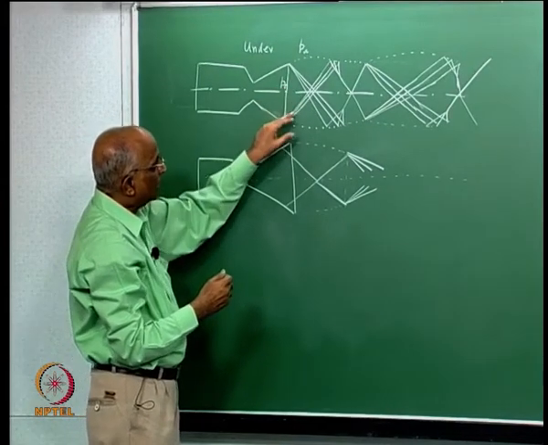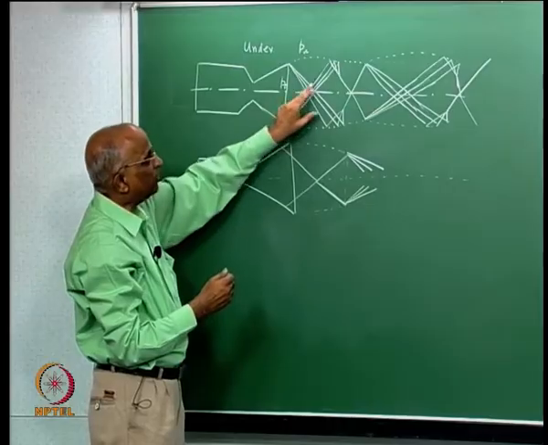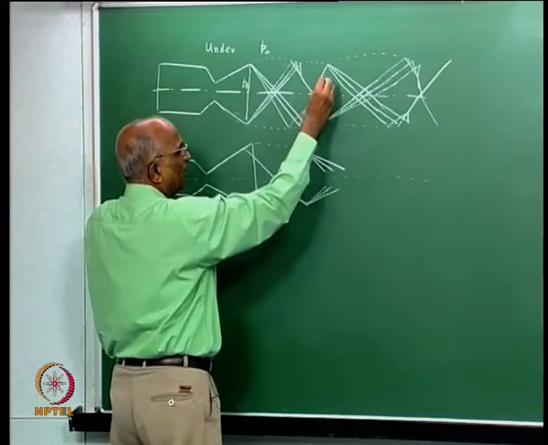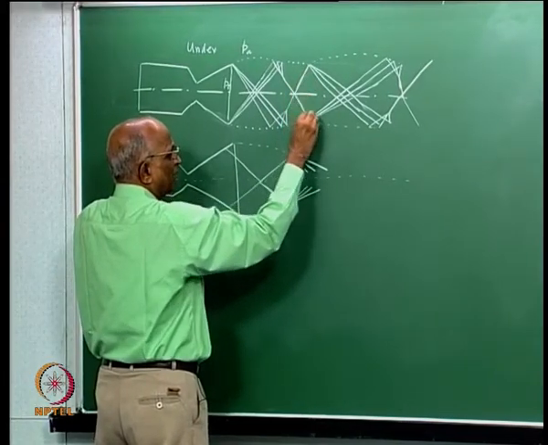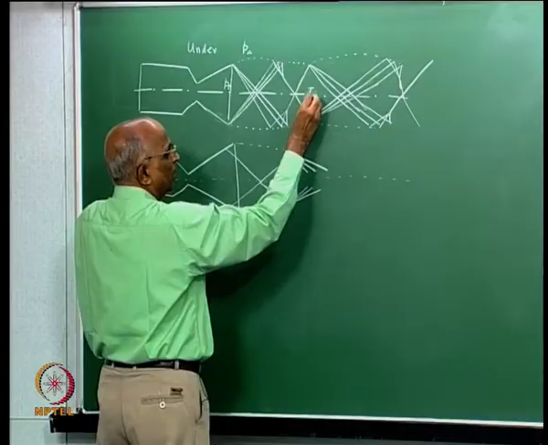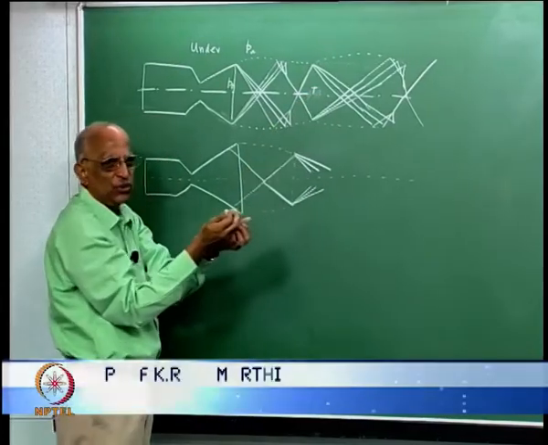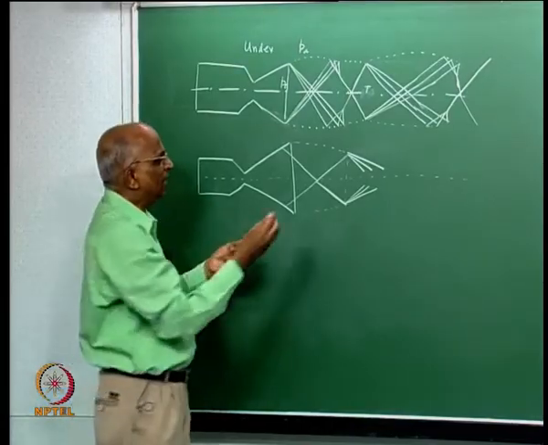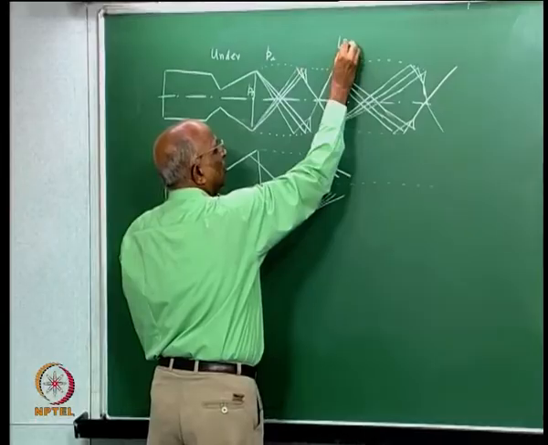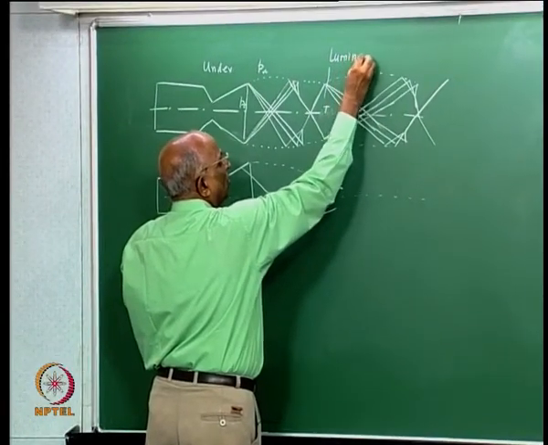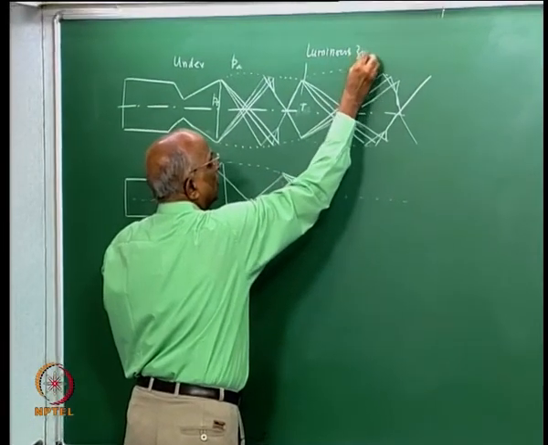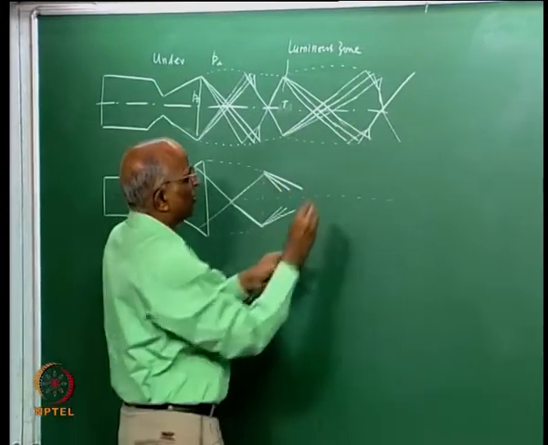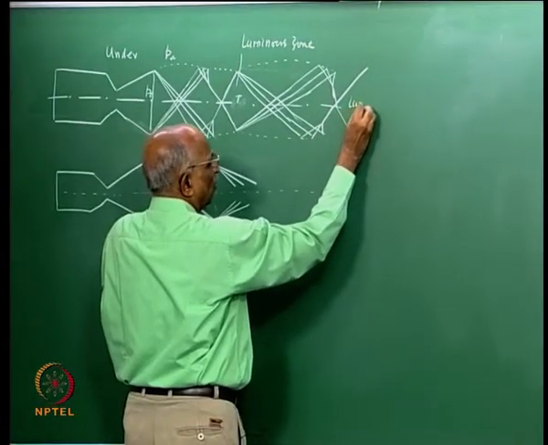I get first a set of expansion fans which are followed by an oblique shock wave, and behind the oblique shock wave, since I have higher compression, I get a higher temperature. This higher temperature region shows up as light. Anything at a higher temperature emits more light, and this is seen as a luminous zone. And again I have a rarefaction fan, again a compression fan, and again another luminous zone over here.